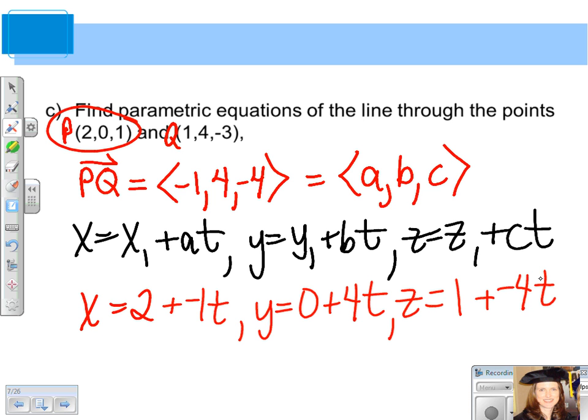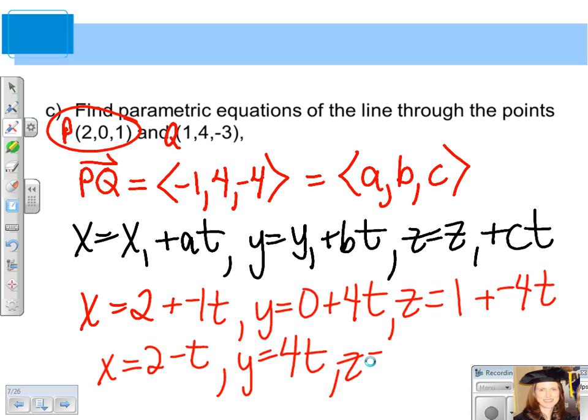And of course you can simplify this to get x equals 2 minus t, y equals 4t, and z equals 1 minus 4t.